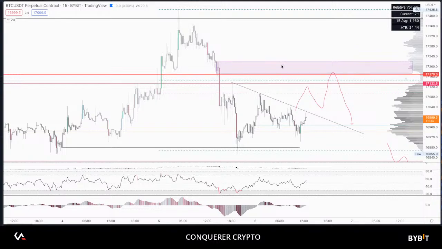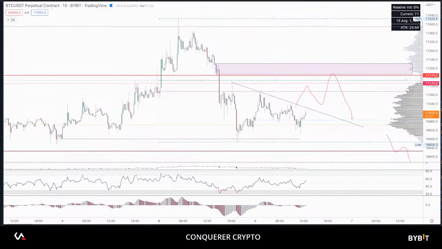So I'll be watching only these, and we'll be looking for weakness around this area, and I'm gonna take the short, but also buy some puts to leverage my position.